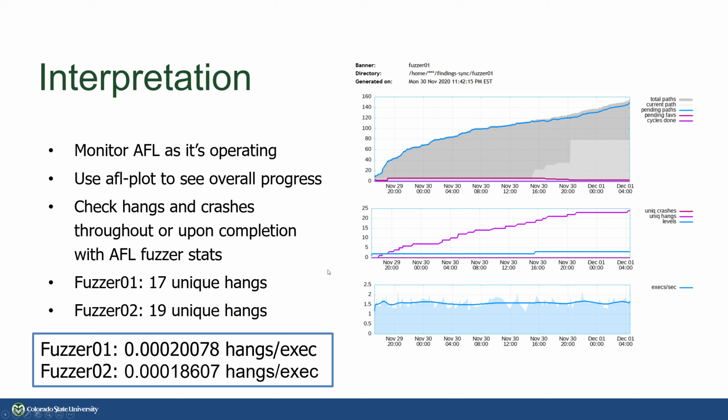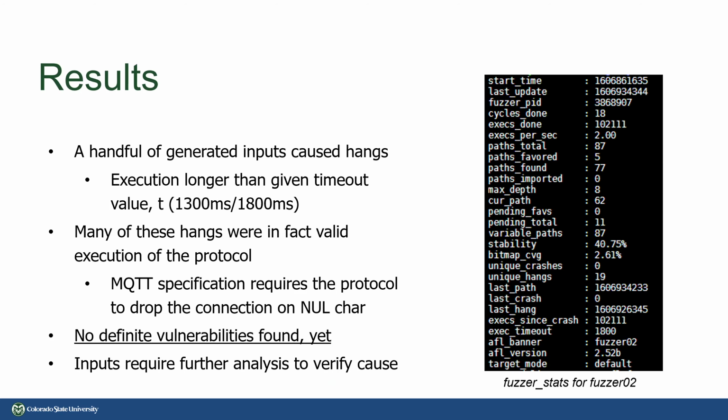But for Fuzzer 1 and Fuzzer 2, there are 17 and 19 unique hangs in this particular run, and I think that should be generalized over the number of executions so that you remove performance as one of the variables. So that's why I kind of use that metric. So a handful of those generated inputs caused hangs as kind of my major results.